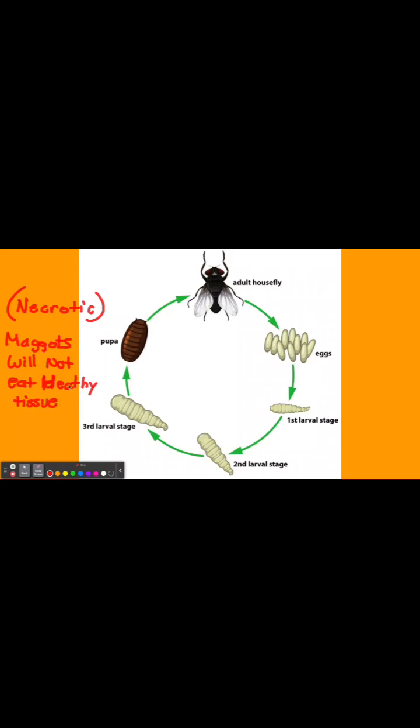And we forgot the L there. Let's put that back in there. Healthy tissue. So let's clean that up over here and we'll do it again. So maggots, in the larval stage, will not eat healthy tissue. There we go.